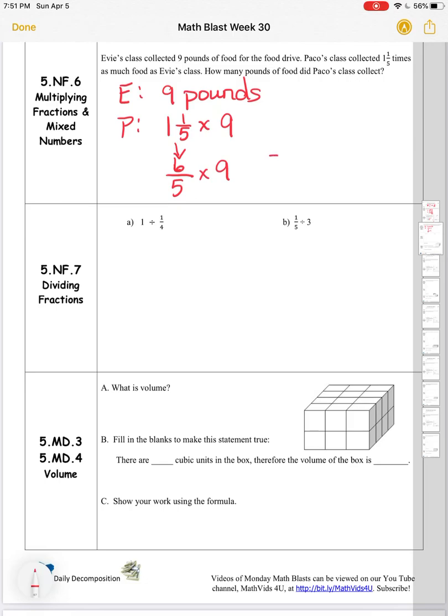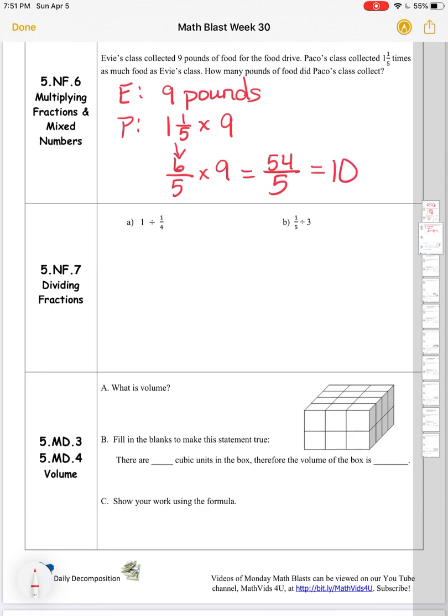And so that would be 54/5. Now, keep in mind 54/5 is greater than 1 whole. And so I can pull out, I could say, hey, that's like 54 divided by 5. If I want to pull out 5/5, every whole, I could pull out 10 wholes.